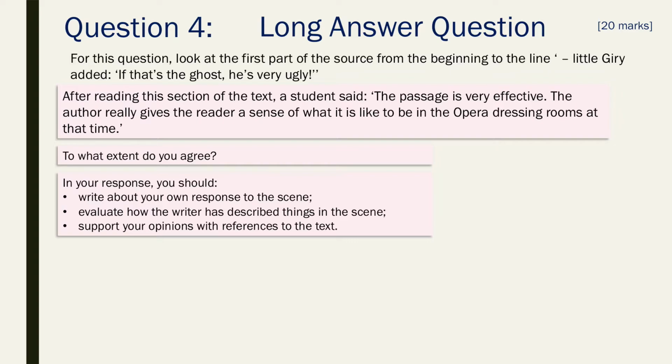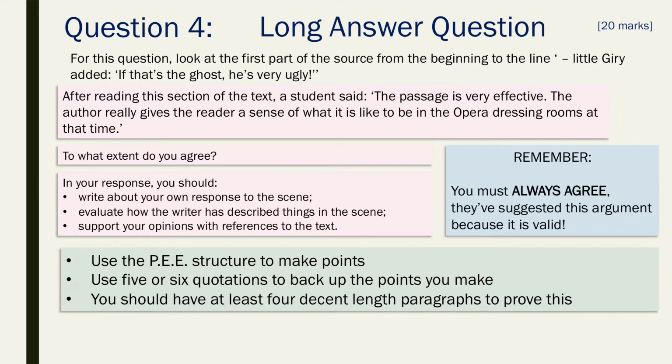So evaluate how the writer has described things in the scene and then support your opinions with direct reference to the text. So as I said, always agree. Use the PEE structure. Use 5 or 6 quotations and you should have at least 4 decent length paragraphs to prove your points.